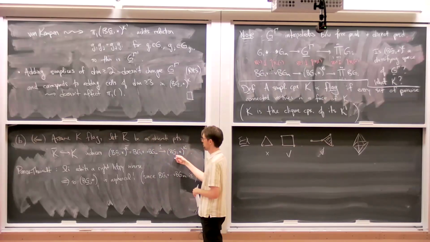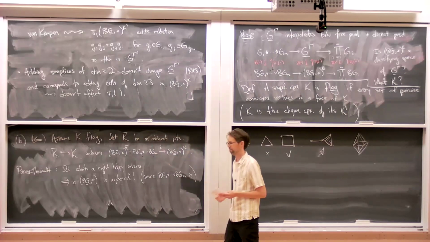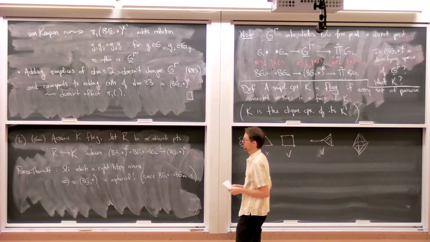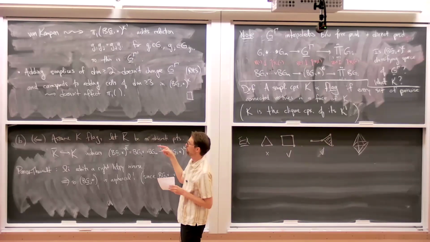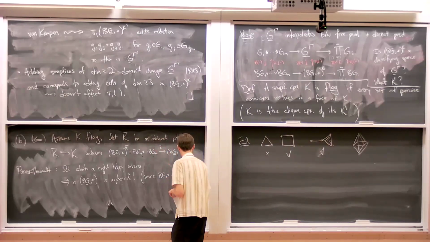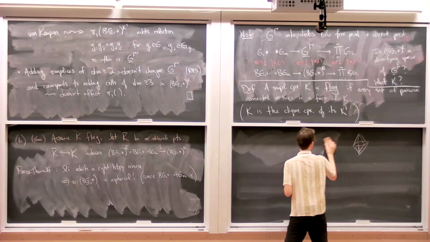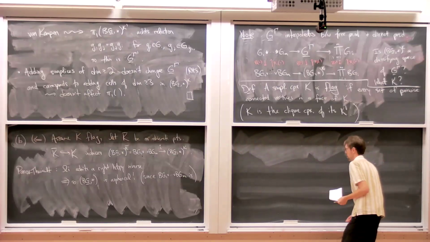Right, so this is aspherical since this clearly is. Okay, that's a quick proof of one direction. And then just quickly indicate how the other direction goes.